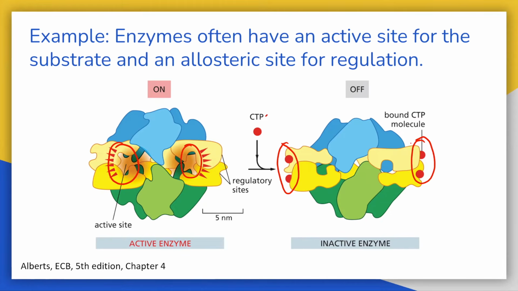And when it's bound to CTP, the active site itself has changed shape. It's changed structure such that the substrates can't fit in there anymore. So let's think through that. When the molecule is bound to CTP, it changes its shape in response to that interaction, and now it can no longer bind to substrates and turn them into products. Essentially, we turned the enzyme off simply by letting it bind to CTP.